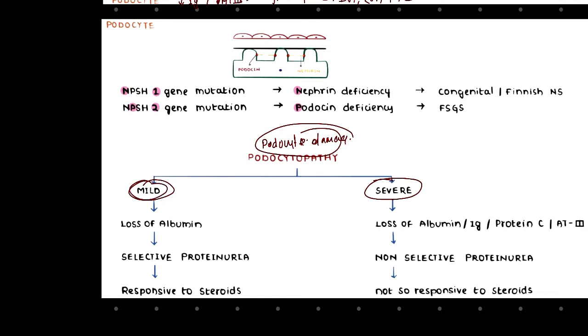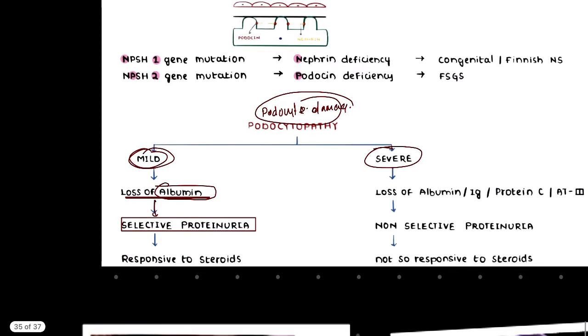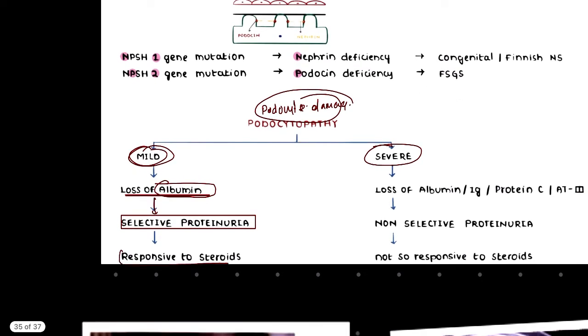With mild damage, there will be loss of albumin only. Since we are talking about one specific protein, it is selective proteinuria, right? Selective proteinuria, loss of only a low molecular weight protein, and that is albumin. It will be responsive to steroids, so we can treat the patient by providing steroids also.